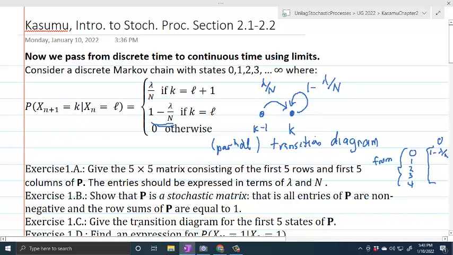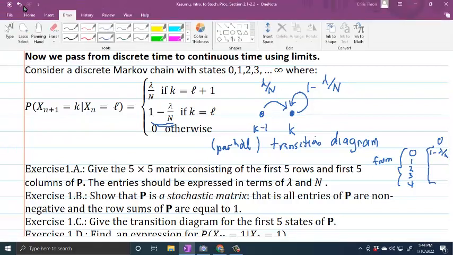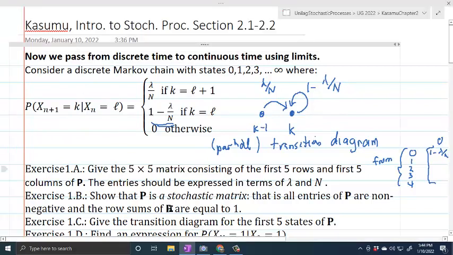Exercise 1c. Give the transition diagram for the first 5 states of P. Here, let me change this icon so you can see where I am. Give the transition diagram for the first 5 states of P. This is a partial transition diagram. I want you to give a complete transition diagram for the first 5 states. Okay?